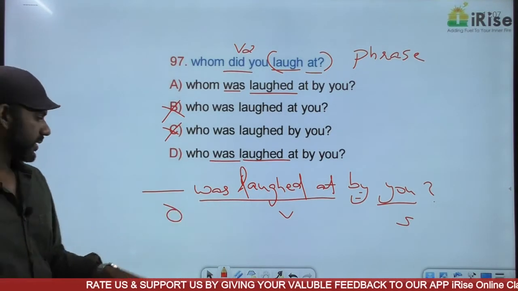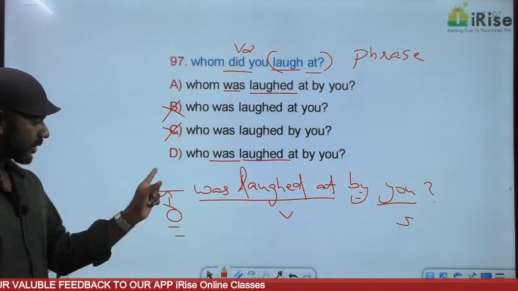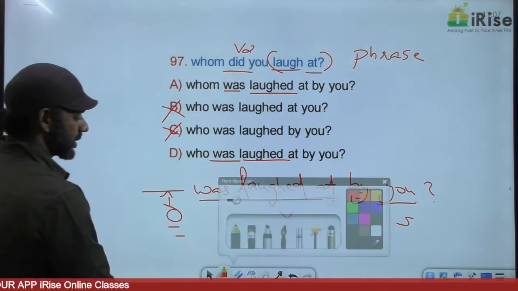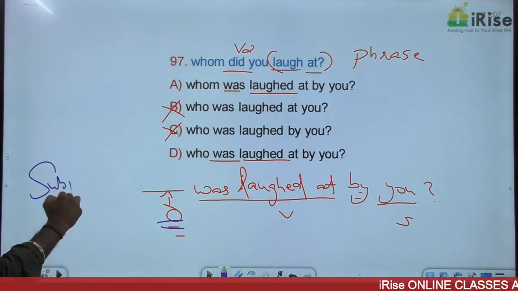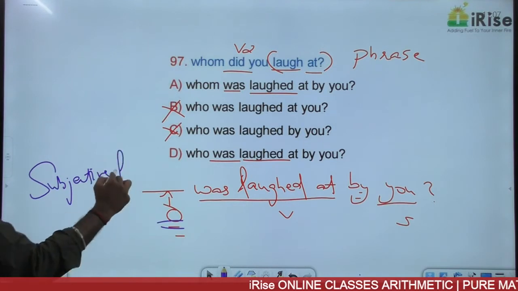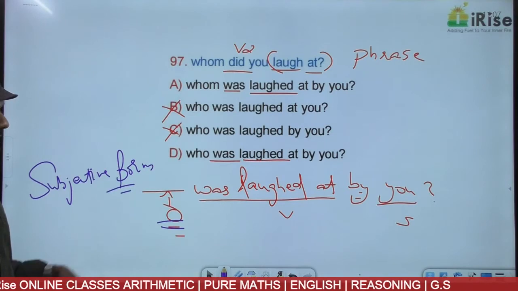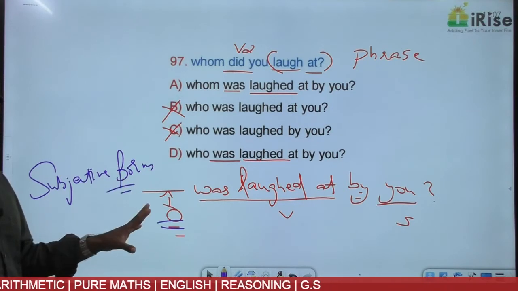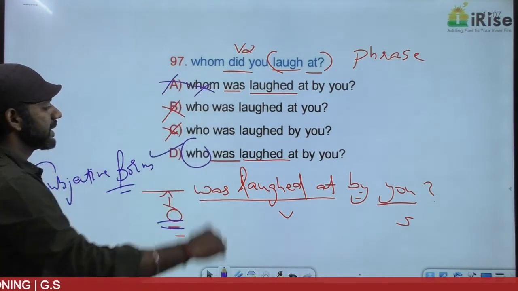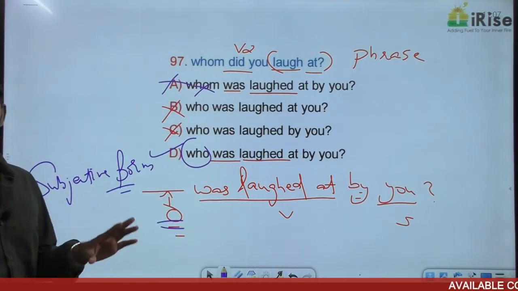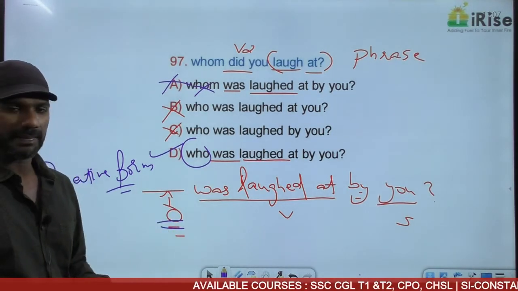This sentence is in the passive voice, and this blank is acting as the object here. In the passive voice, the object must be in the subjective form. So this blank must be filled with the subjective pronoun. Who is subjective, whereas whom is objective, eliminated. The answer is D, who was laughed at by you. Only if you think about all the concepts that appear in all the topics, we can get the answer.